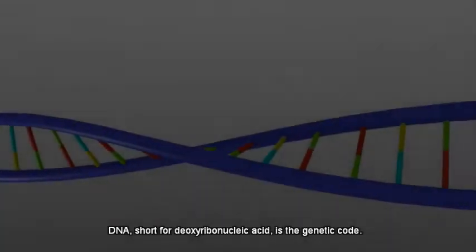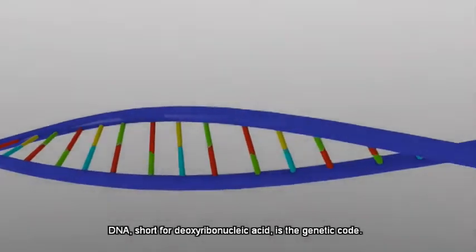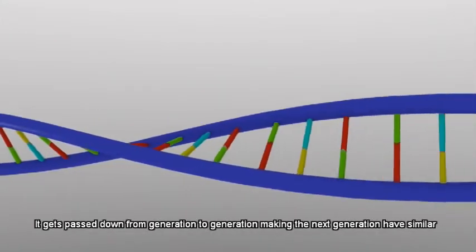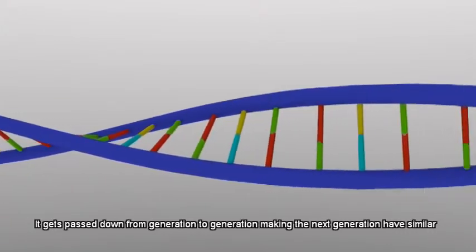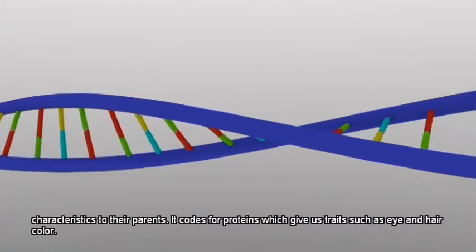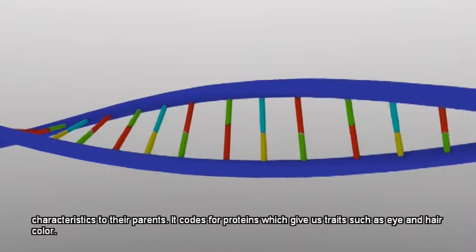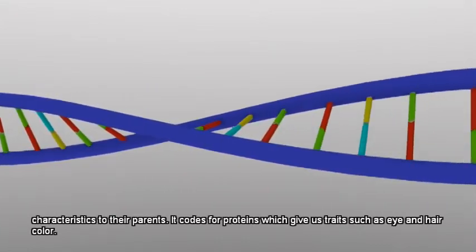DNA, short for deoxyribonucleic acid, is the genetic code. It gets passed down from generation to generation, making the next generation have similar characteristics to their parents. It codes for proteins which give us traits such as eye and hair color.